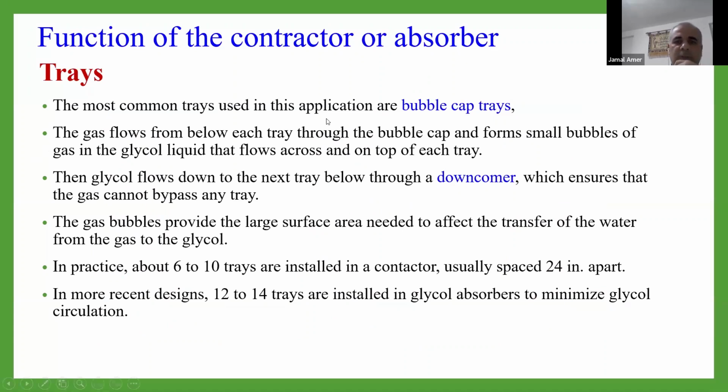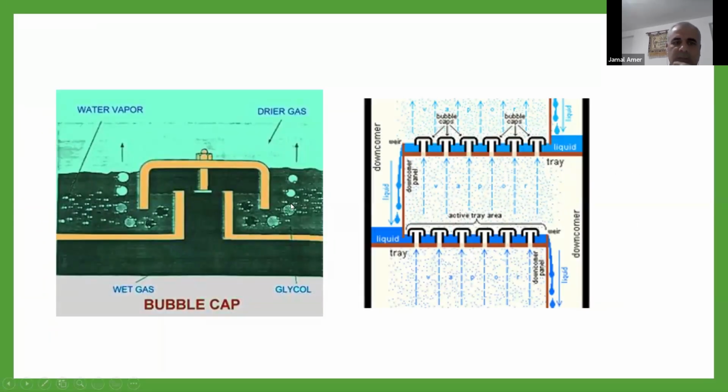So the tray here, as you see, this is the tray. We have liquid here, and this seal of liquid is maintained by the edge of the tray, or weir. So we have to keep a continuous level of contact of glycol in the tray deck. If we lose this seal, what will happen?